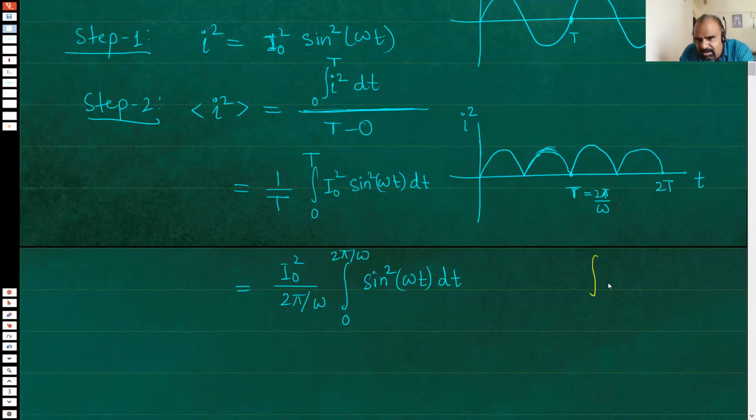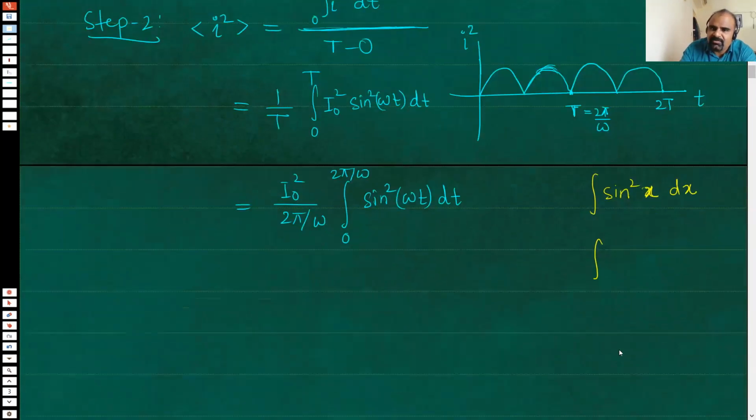You know how to integrate sine square x dx? Of course you must be knowing. The only way to integrate is to get rid of this power 2. How to get rid of this power 2? By doubling this angle. Use the double angle formula. So we say that 1 minus cos 2x by 2 is nothing but sine square x.